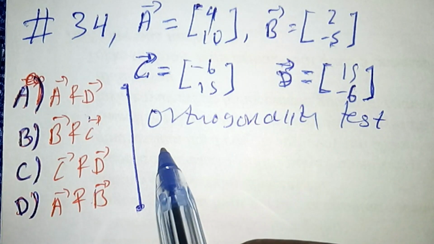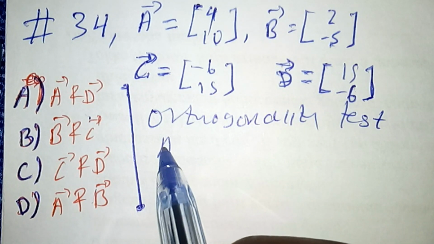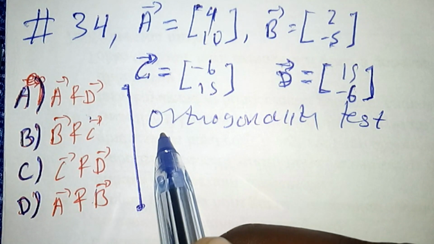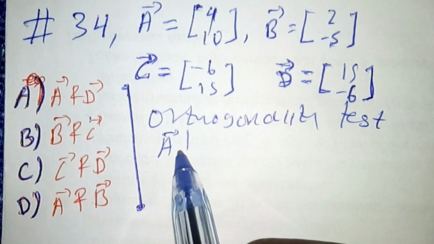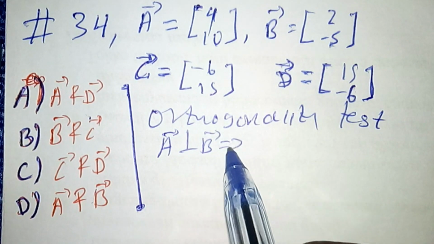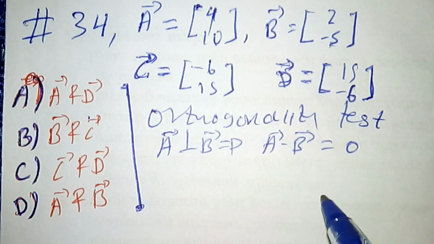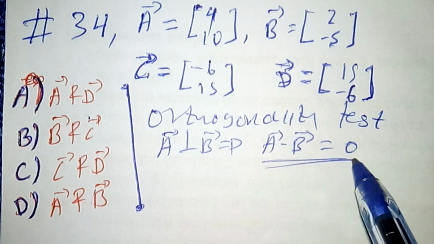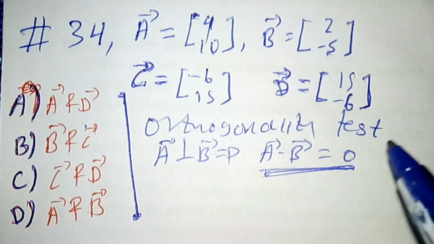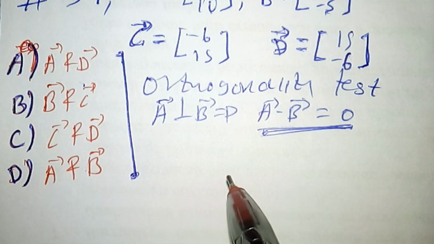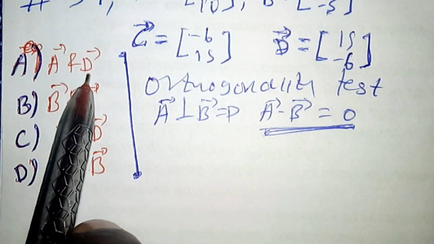If two vectors are orthogonal, their dot product is zero. For example, if vector A and vector B are orthogonal to each other, this implies that the dot product of A and B is 0. This is how to test whether two vectors are orthogonal or not. So let's test for A and D.